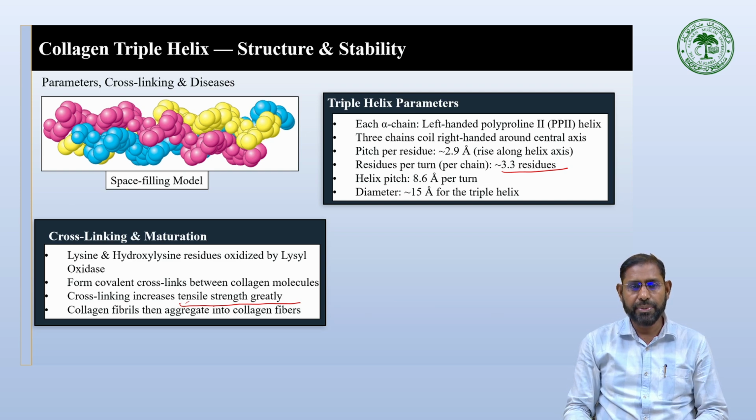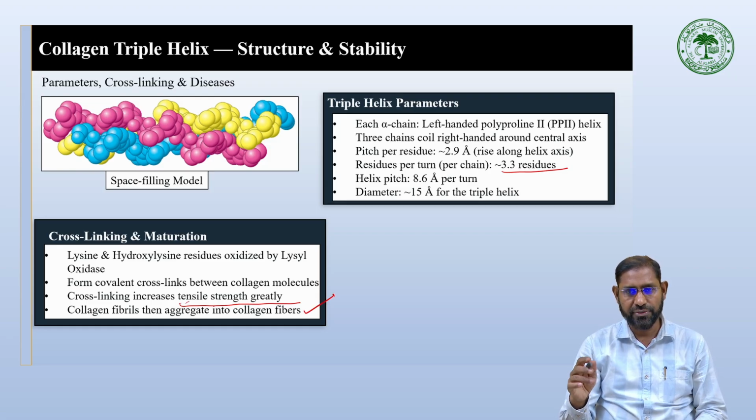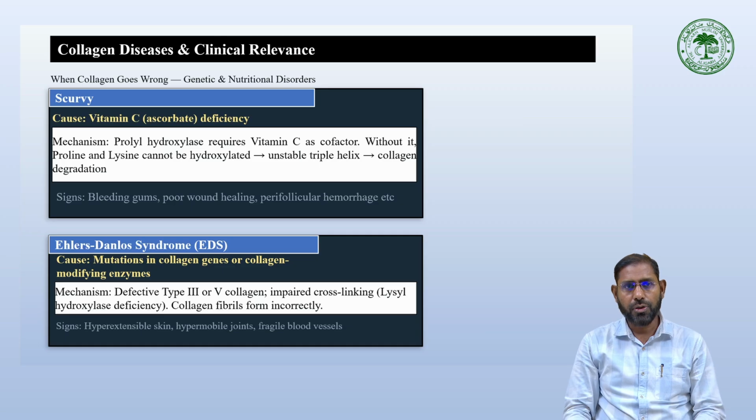Then collagen fibrils aggregate into collagen fibers. Now, the collagen diseases are because of irregularity in the amino acids of collagen. Clinical relevance: why collagen goes wrong, and genetic and nutritional disorders.